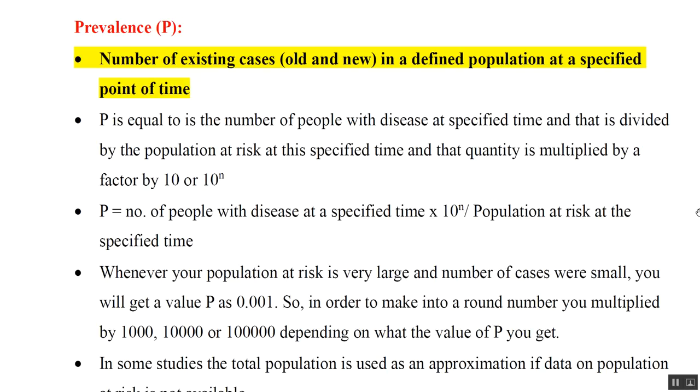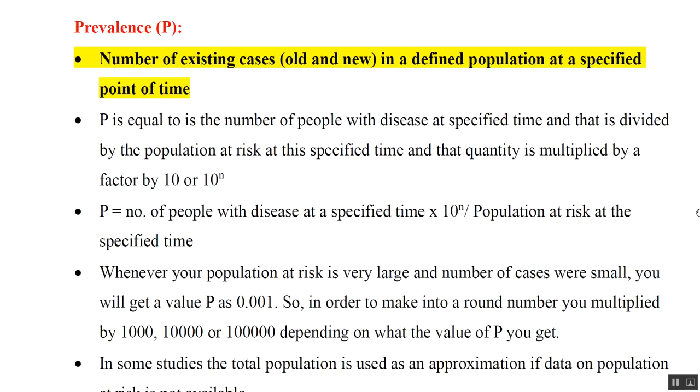Let us talk about prevalence. Prevalence is the number of existing cases in a defined population at a specified point in time. Now, what do you mean by existing cases? That means new cases as well as old cases. That means already having the disease, and it should be at a specific point in time.